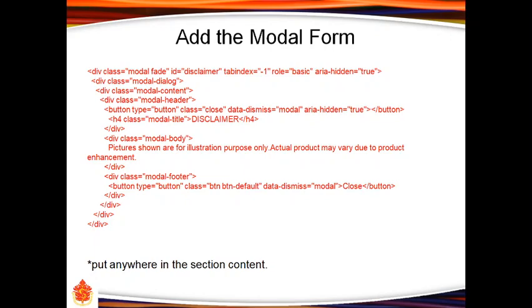First, we will add the modal form. This is the structure of the modal form. There is a div with class modal fade, and then a modal dialog here. This is the modal class, and this is the content. The content has a header in modal header, a body, and then a footer. This may be different in each template, but the concept is really the same.